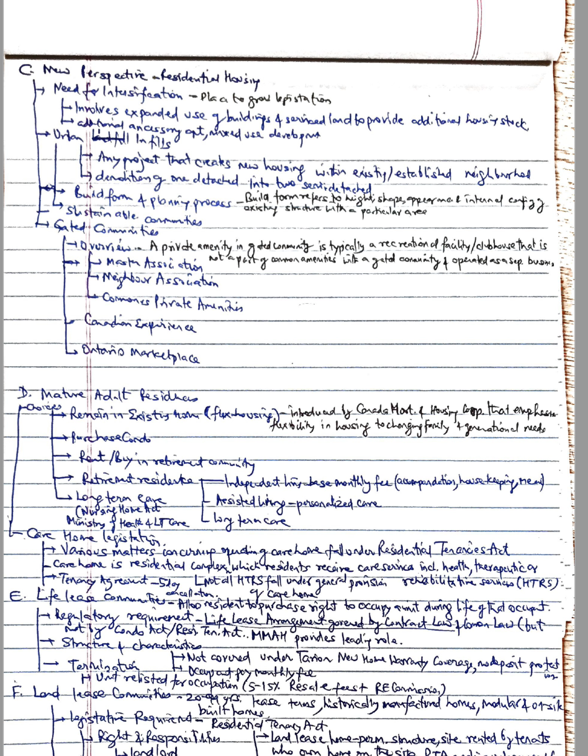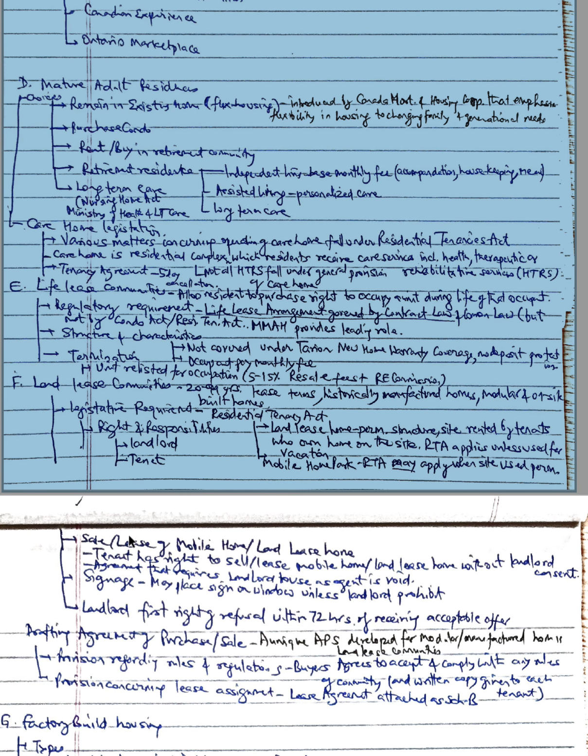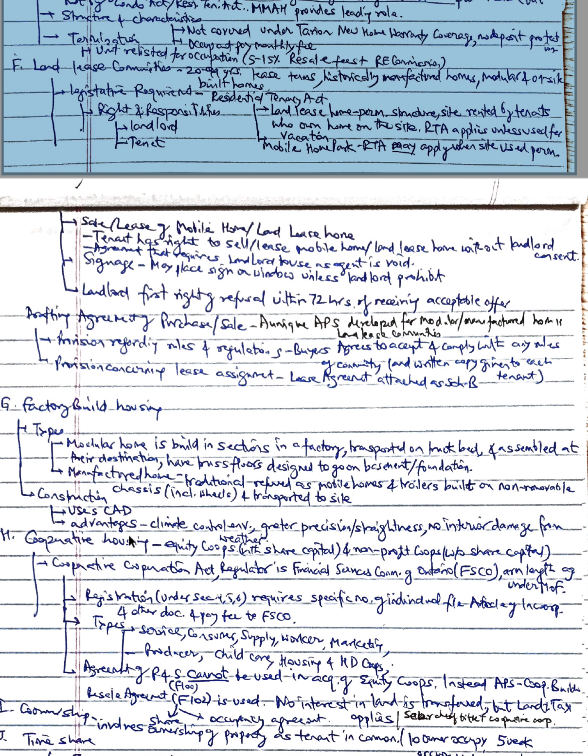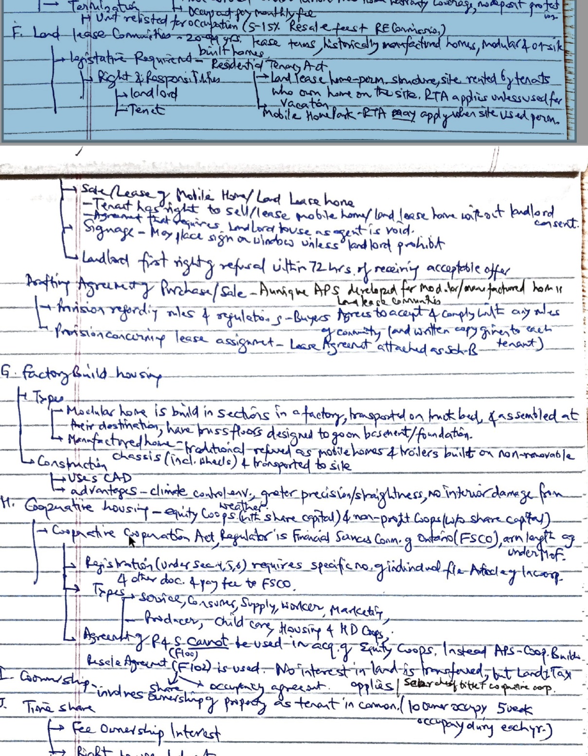A tenant has a right to sell or lease a mobile home or land lease home without the landlord's consent. An agreement that requires a tenant to be used as a landlord is void. A tenant selling his or her mobile home or land lease home may place a sign on the window of the home unless prohibited by the landlord.